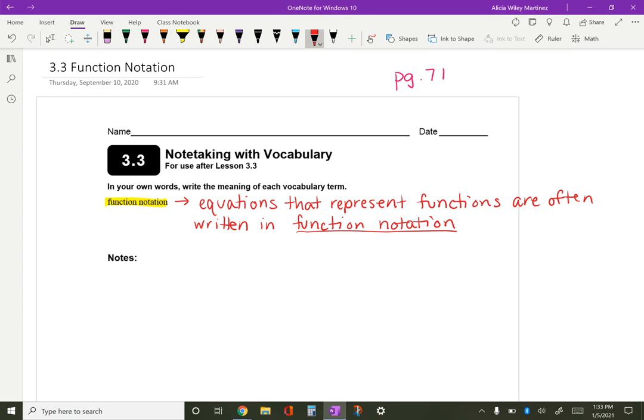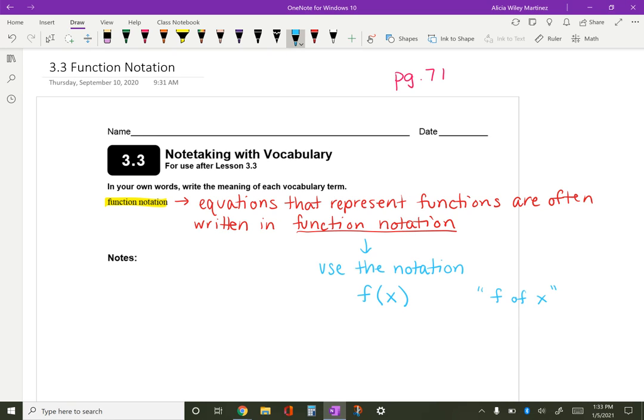So function notation, the way that looks is we use the notation, and you may have seen this before, maybe not, but it looks like this with an f and then parentheses, and there's an x inside of it. The way that we read that is we read it as f of x. So it's a function containing the variable x. Okay, so that's how we read it.